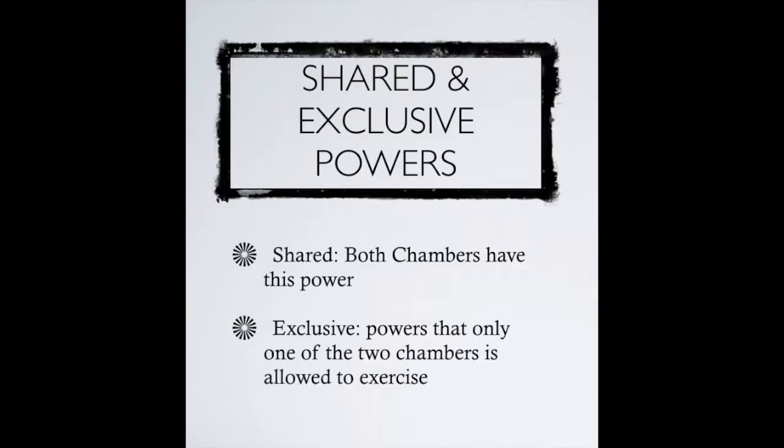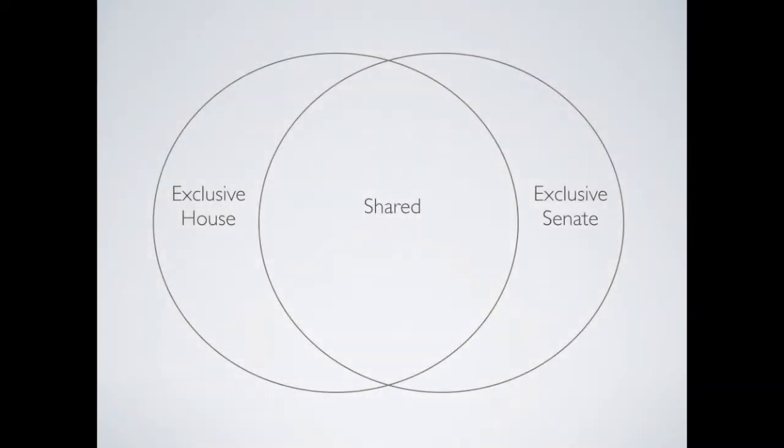Most of the powers that Congress as a whole is allowed to exercise because of the Constitution are shared between both chambers. In other words, what the House can do in terms of power, the Senate can also do. There are some what we call exclusive powers. In other words, those are powers that only one of the 2 chambers is allowed to exercise per the Constitution. I want to give you an example.